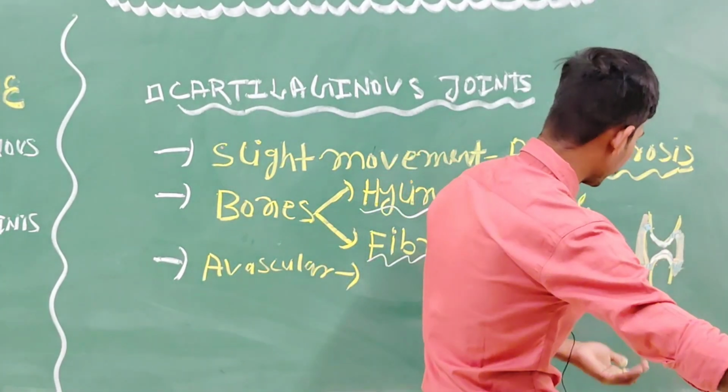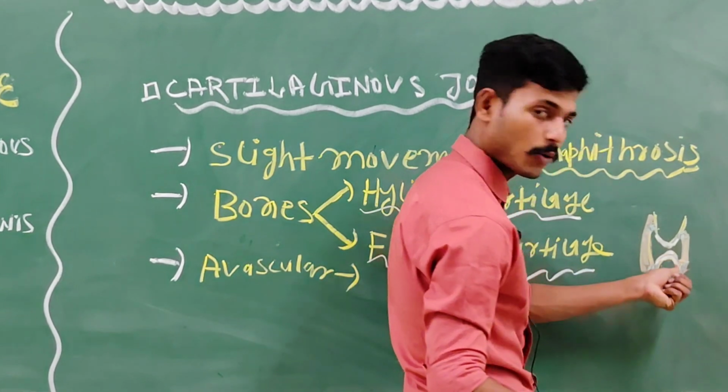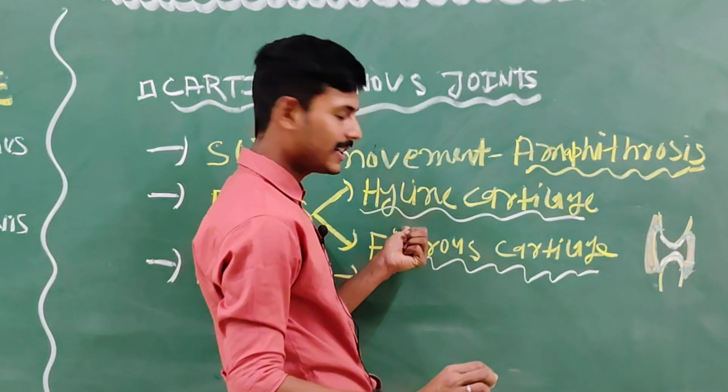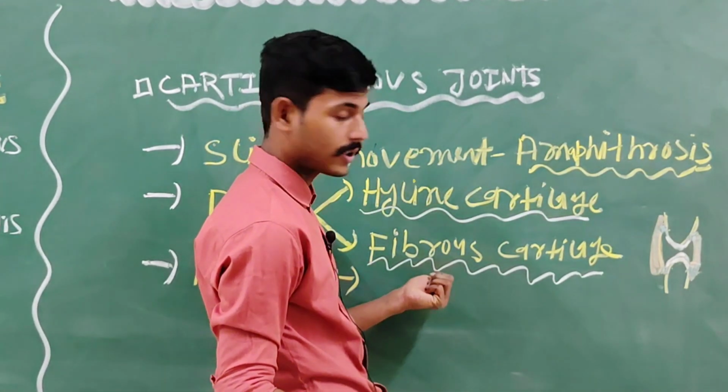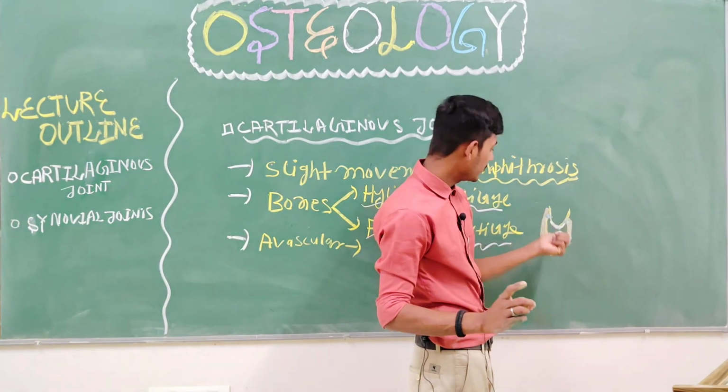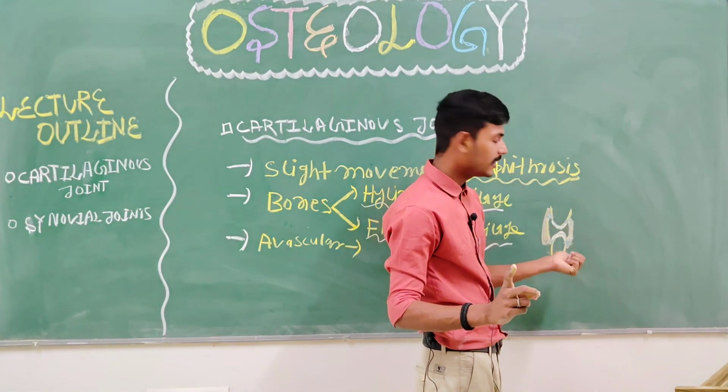Now the point which we have to remember is that this articular cartilage, which may be either hyaline cartilage or fibrous cartilage, is avascular, but it needs the blood supply.